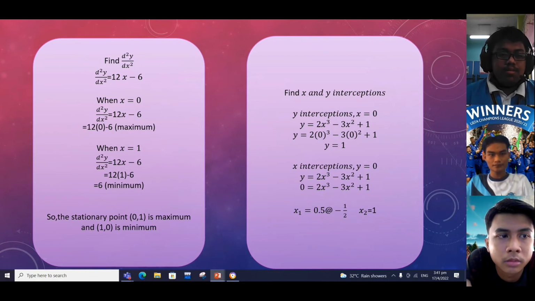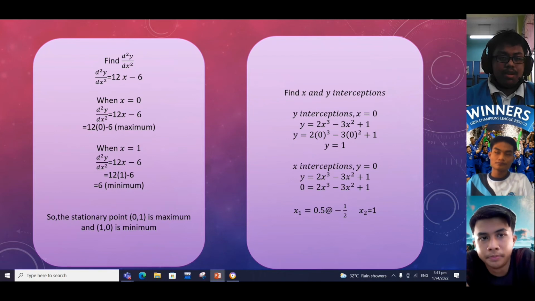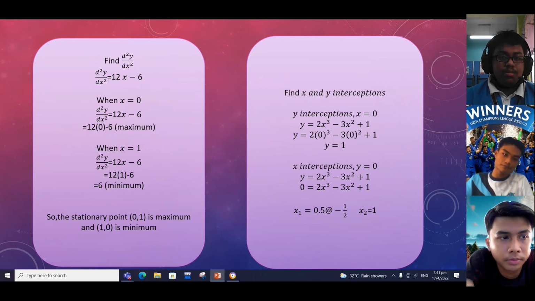When x is the same as 1, d squared y per dx squared is the same as 12x minus 6. It's the same as 12 multiplied by 1 minus 6. It's the same as 6, so minimum. So the stationary point 0, 1 is maximum and 1, 0 is minimum.